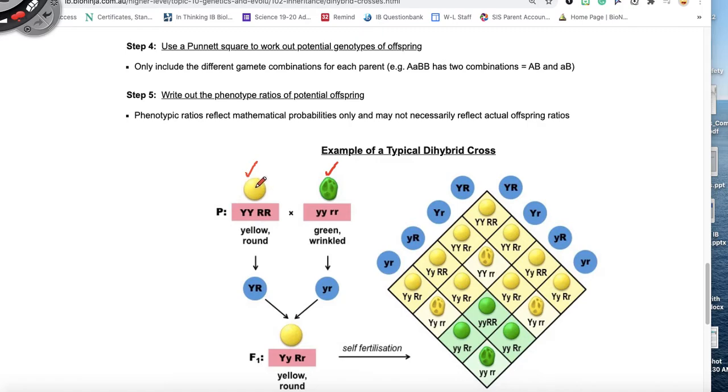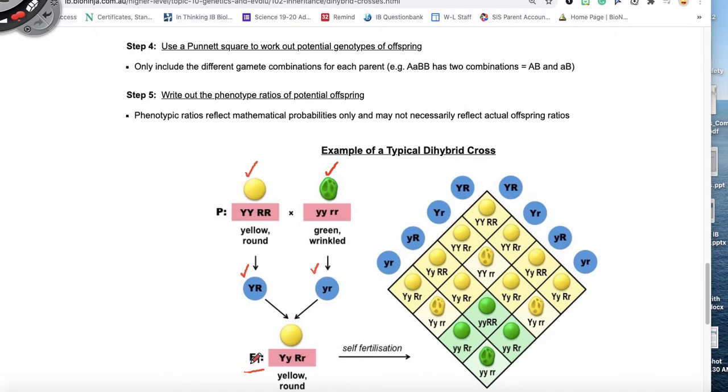So these are both homozygous genotypes. So that means that you're only going to get one possible gamete here. Same thing here, you're going to get only one possible gamete. So you know that the F1 generation, or the first filial generation, is going to be all yellow round, right? Considering that yellow, big Y, is dominant over green, and round is dominant over wrinkled, little r, okay?